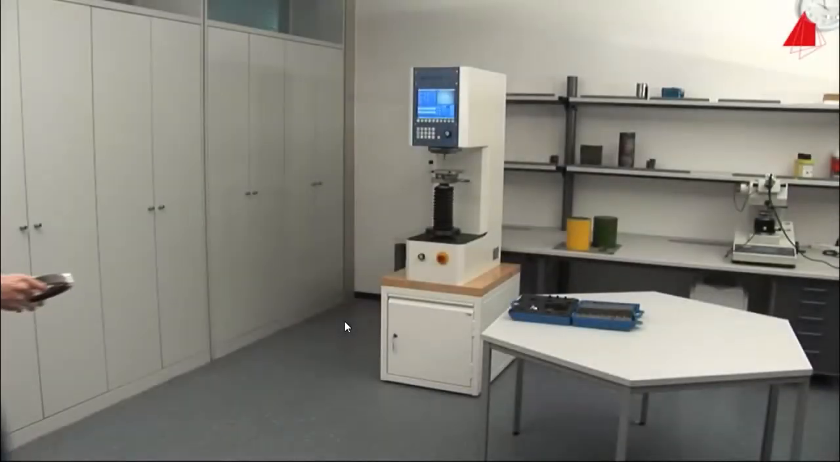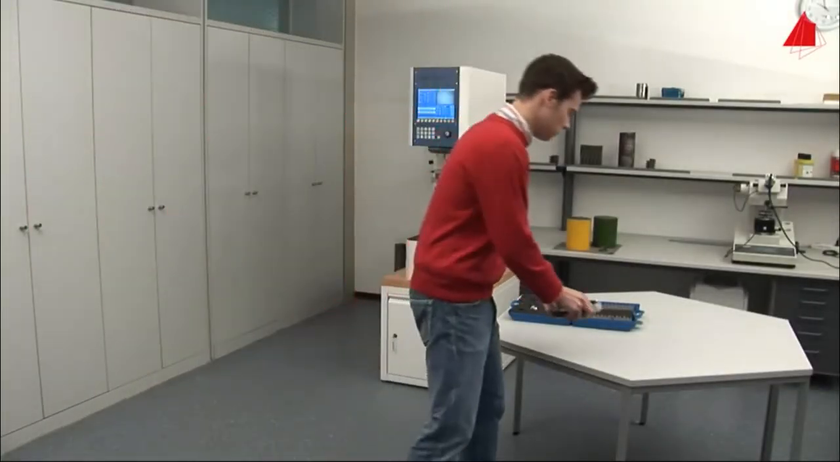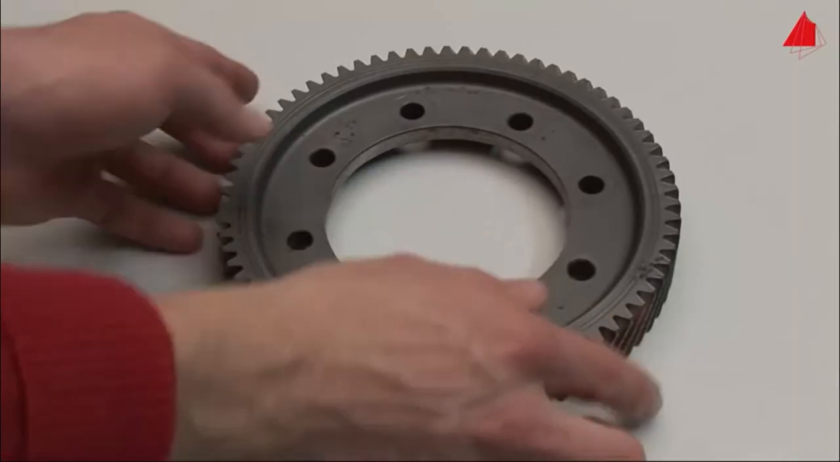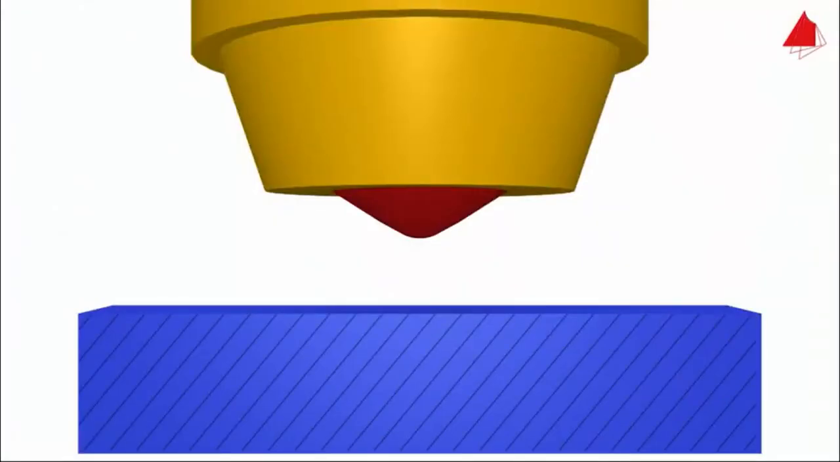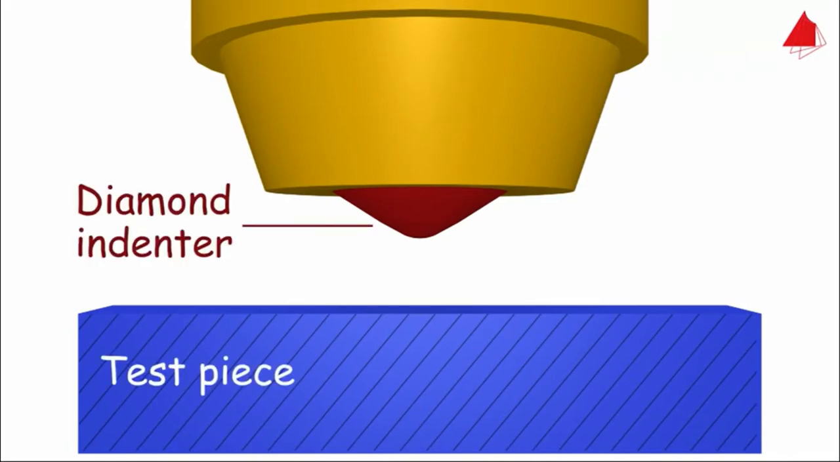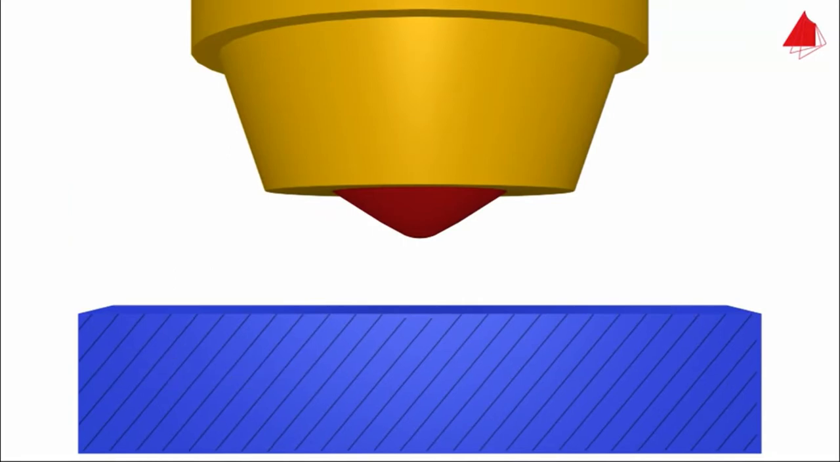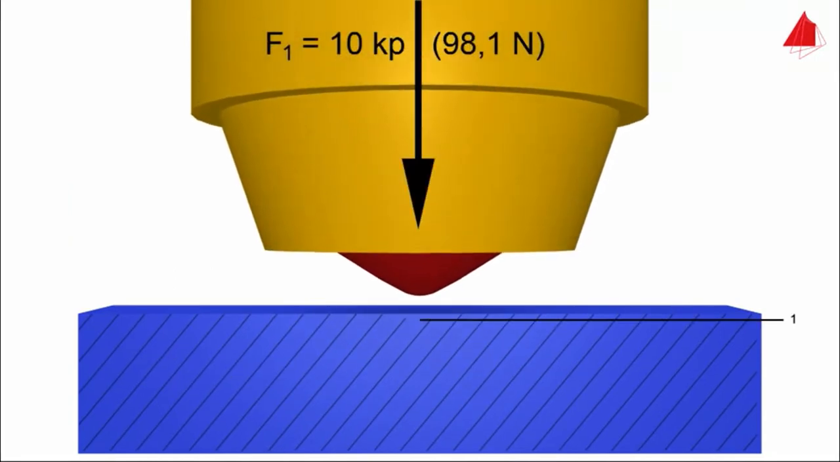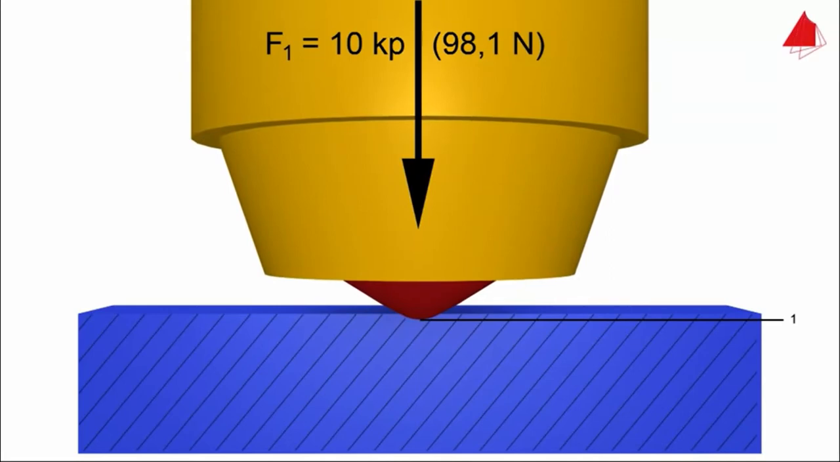In this video, we will show how the Rockwell hardness test works using a gear wheel. The basic idea of this test method is to measure the permanent depth of indentation of a hard indenter under a test force. In the process variant scale C, a rounded cone made of diamond is used as an indenter. In step 1, the diamond cone is pressed onto the test piece surface with a minor force of 10 kilopons. The depth of indentation under this preliminary load is the reference point.